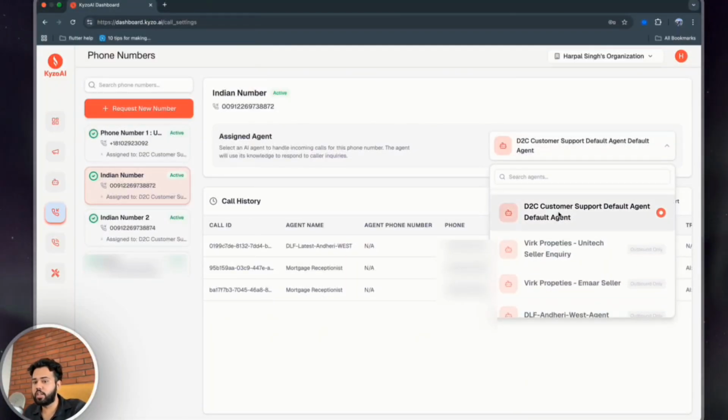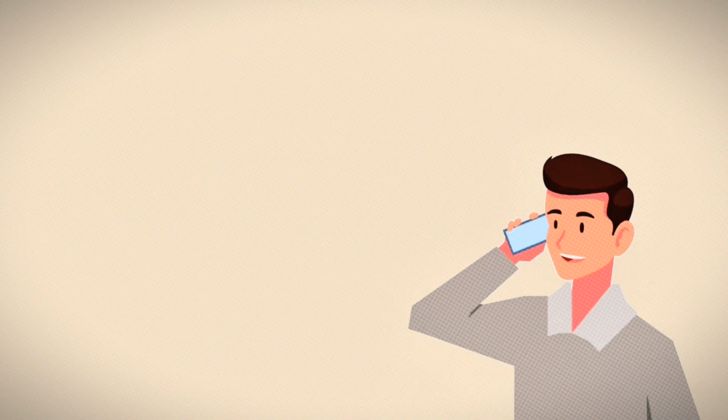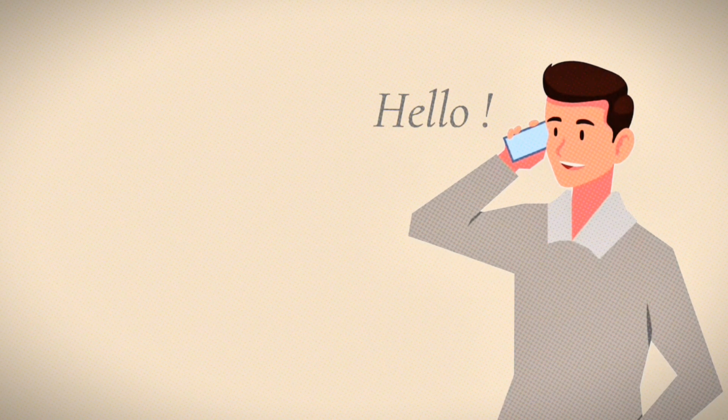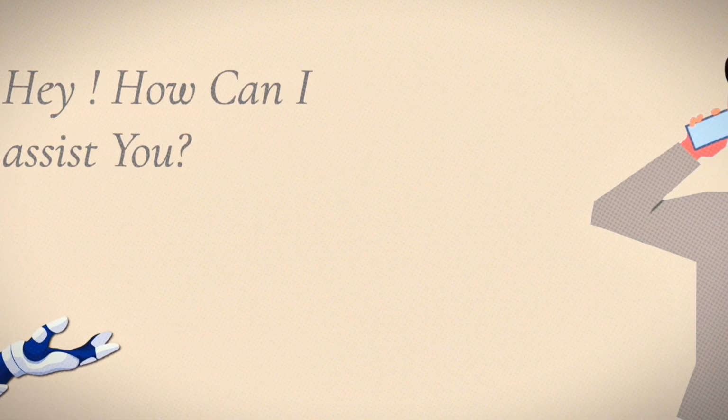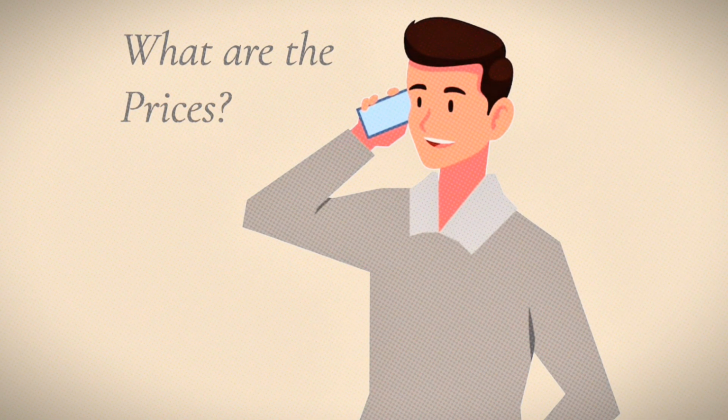And in order to maintain the intelligence of the AI agents as well as the smoothness of the conversation when a person calls on this specific number, you can only assign agents which are built specifically for inbound to a particular phone number. So let's say I assign this D2C customer support agent. Now, whenever a person calls this particular phone number, the specific AI agent is going to pick up the phone and answer the call and hopefully convert the customer into an interested lead.